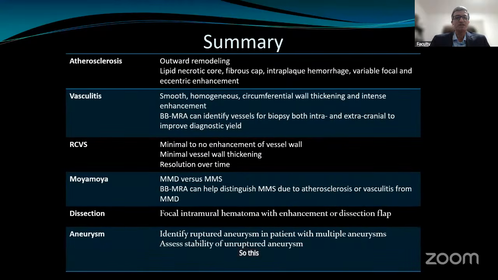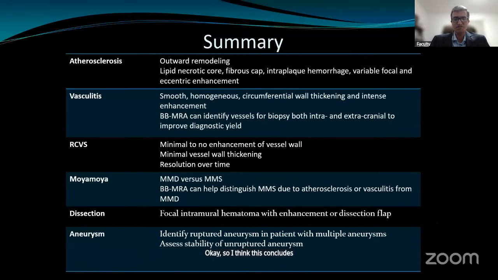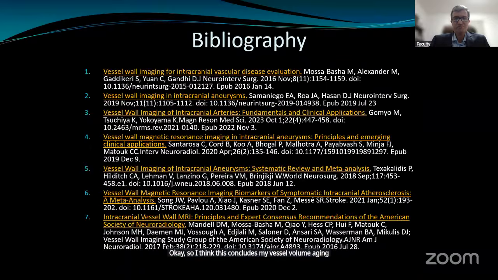So this is just the summary of what we discussed, how the atherosclerotic plaque would look, vasculitis, RCVS, Moyamoya. Dissection, I did not show you any image, but it would show either a focal intramural hematoma or an enhancement, or a dissection flap can be seen sometimes. Okay, so I think this concludes my vessel wall imaging topic. Thank you.